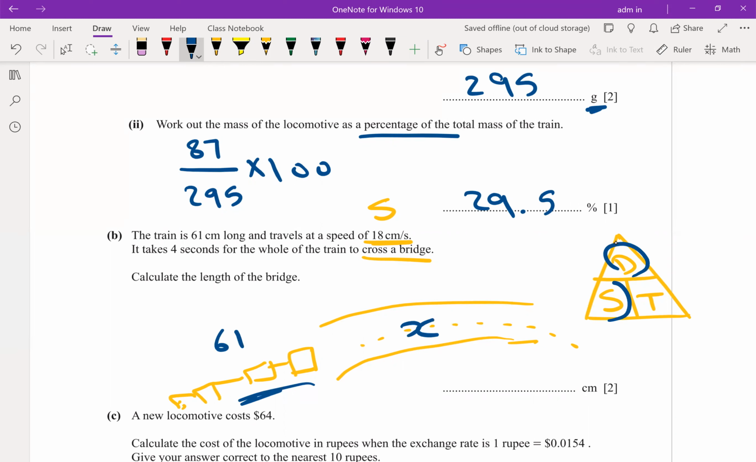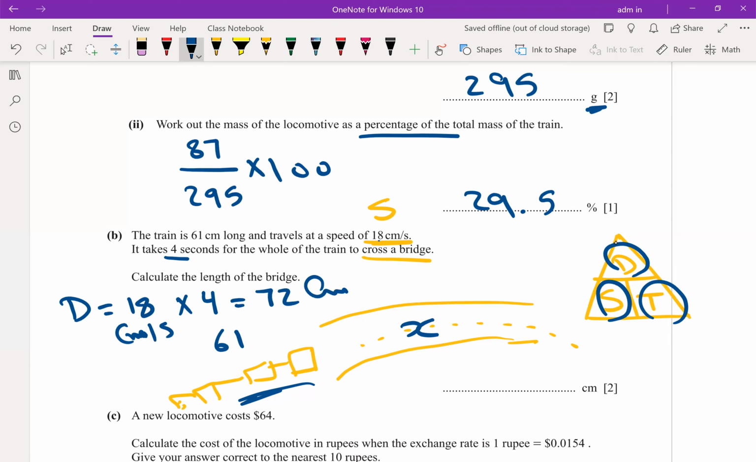So how to get the distance? It's speed multiplied by time. So the distance is speed and time: 18 meters per second multiplied by 4. What is the final answer? 72. What is the unit of measuring? Centimeter. This is the whole distance covered.